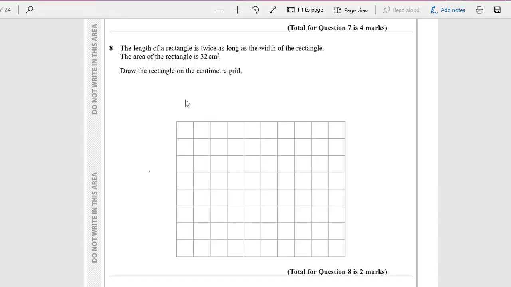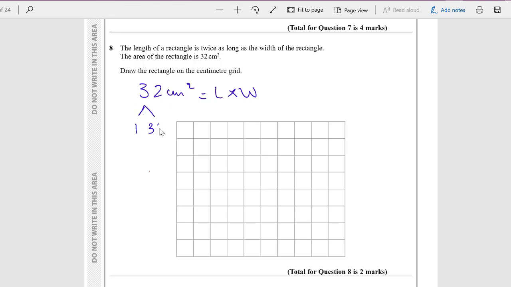Okay, question 8. So it asks, the length of a rectangle is twice as long as the width of a rectangle. The area of the rectangle is 32 centimeters squared. So draw the rectangle on the grid. So we know that 32 centimeters squared, to find the area, is length times width. And we know that the length is twice as long as the width. So let's think of the factors of 32.